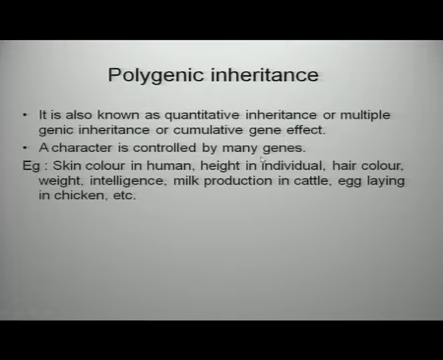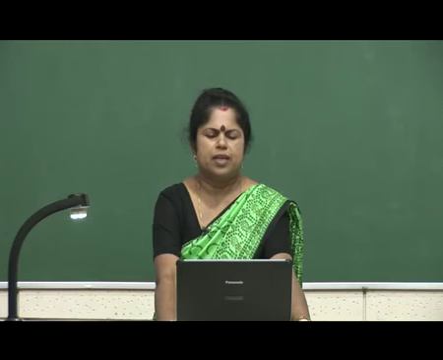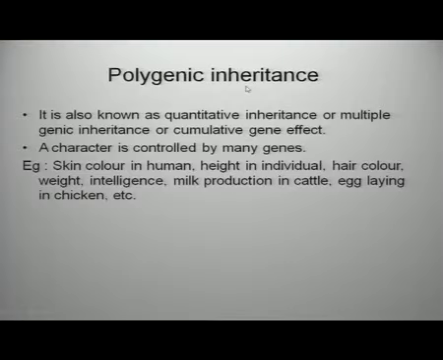Here a character is controlled by many independent dominant genes. The inheritance of a polygenic character is known as polygenic inheritance. That means inheritance of a character controlled by many genes is called polygenic inheritance.